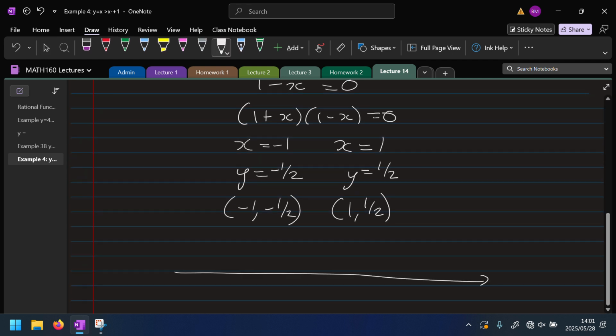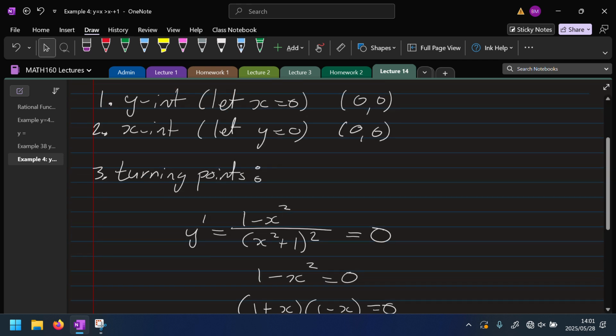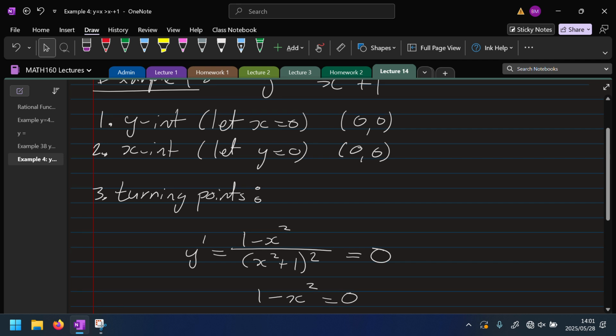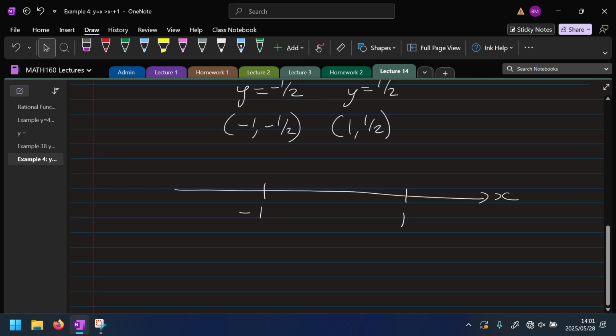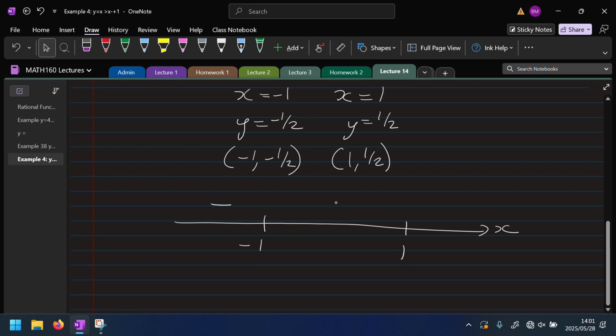Next, intervals of increase and decrease. We draw our number line. We have one turning point at minus 1, another at 1. What happens in between? If we pick something smaller than minus 1, we end up with a negative, so we put a minus. If we pick something between minus 1 and 1, like 0, we end up with something positive, so we put a plus.